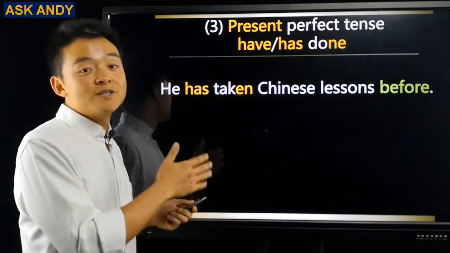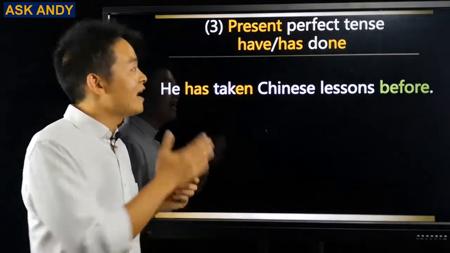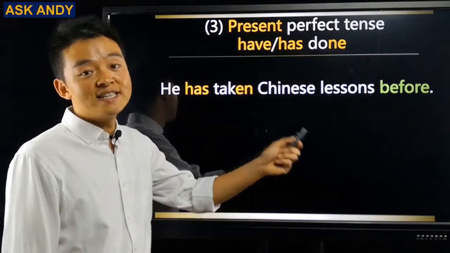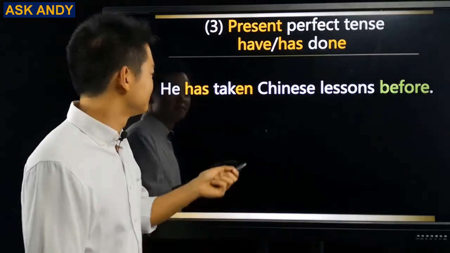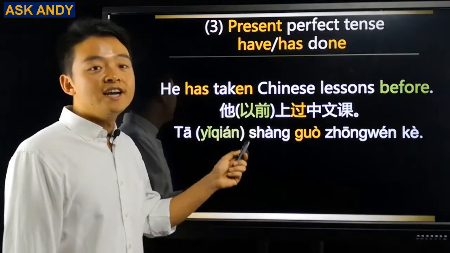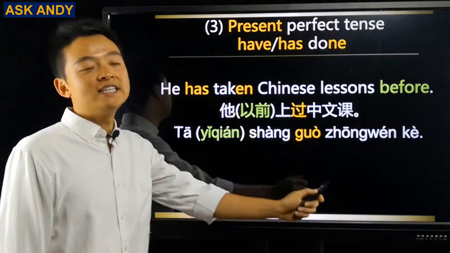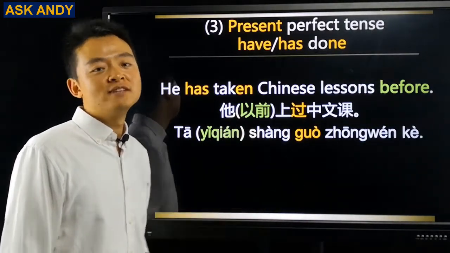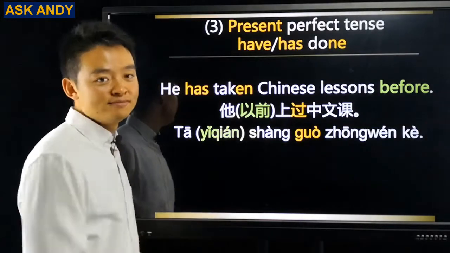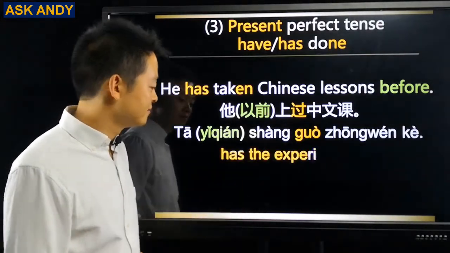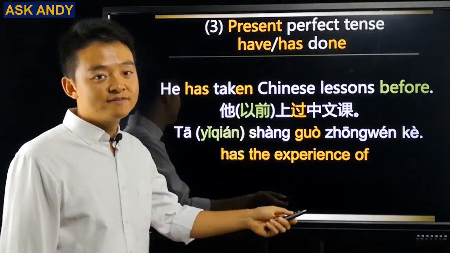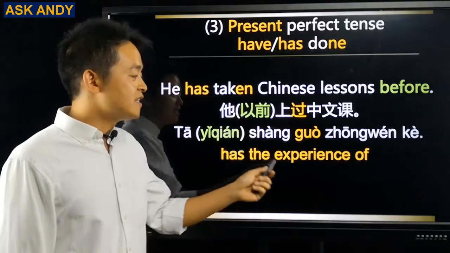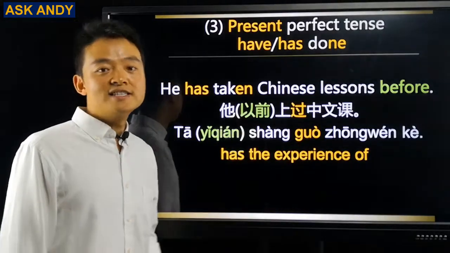Number 3, present perfect tense. How do you say have has done in Chinese? The example is, he has taken Chinese lessons before. It is, 他以前上过中文课。How do you understand that 过? My translation is, has the experience of. Let's try it with my translation. He before has the experience of taking Chinese lessons.